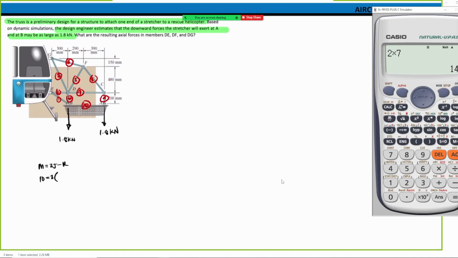So that is 7. Okay? How many reactions? So, we assume na this one is fixed. So, meron kang 2 H for E and G, that is 4 reactions. And the result 2, 10 is 10. So, that is statically determinate.